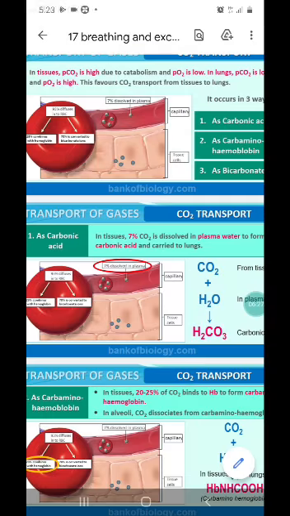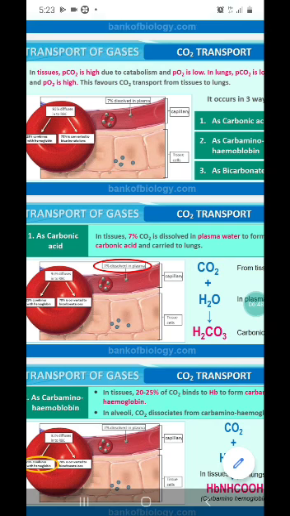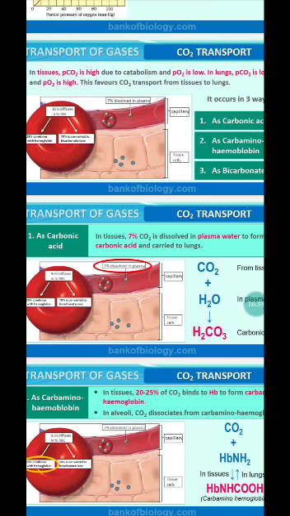Now we'll come to the transport of carbon dioxide. Carbon dioxide also is transported by the blood, hemoglobin again, right? Now, in what ways is the carbon dioxide gas transported in the blood? The first way is as carbonic acid. That is, it simply dissolves in the blood or plasma of the blood to form carbonic acid.